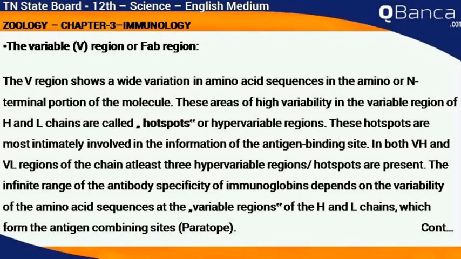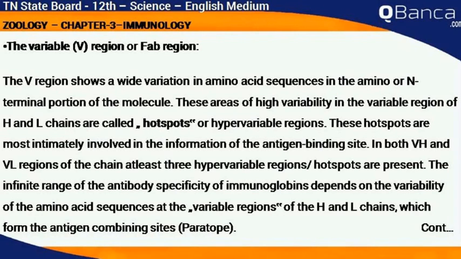The V region shows a wide variation in amino acid sequences in the amino or N-terminal portion of the molecule. These areas of high variability in the variable region of H and L chains are called hotspots or hypervariable regions. These hotspots are most intimately involved in the formation of the antigen binding site. In both VH and VL regions of the chain, at least three hypervariable regions or hotspots are present.